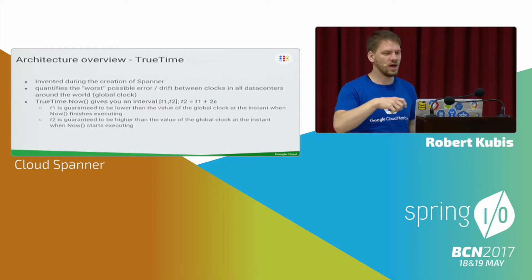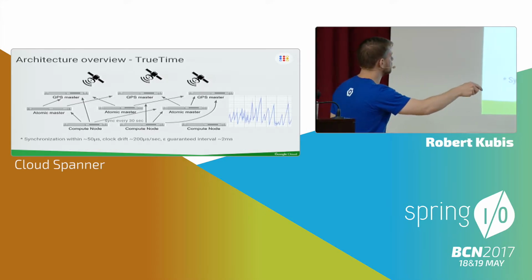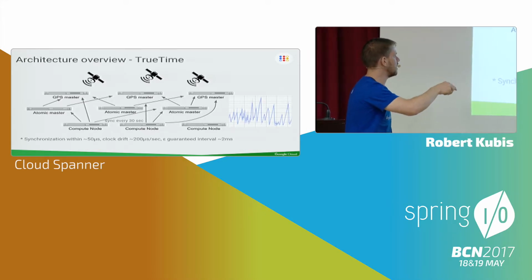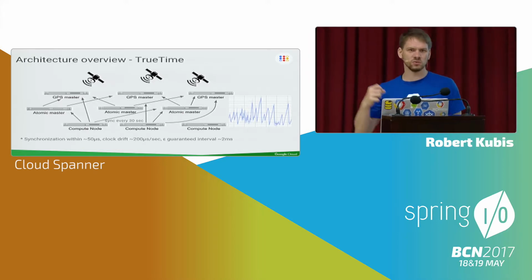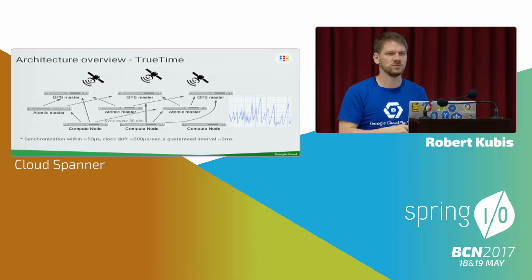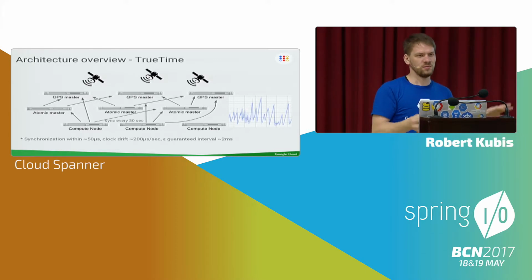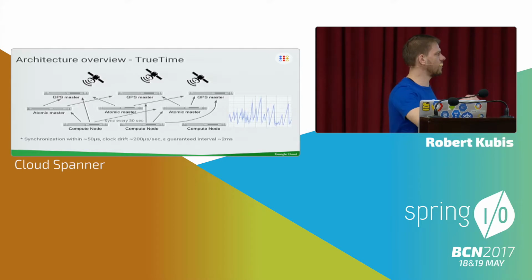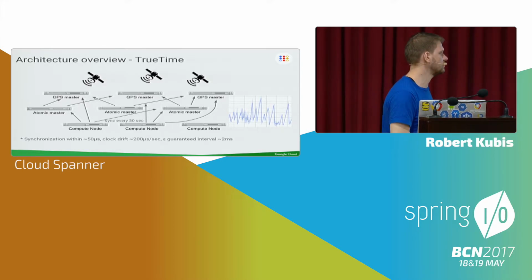And basically we have GPS. As you can see here, we have GPS time masters in our data centers, and we have atomic clock time masters. And then if we get a TrueTime timestamp, we basically go to a subset of these time masters, which consists of GPS and atomic clock time masters, and then we get the TrueTime interval, which quantifies what definitely passed and what definitely hasn't passed.